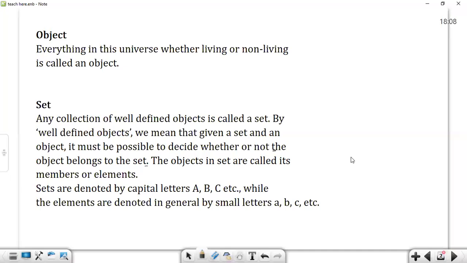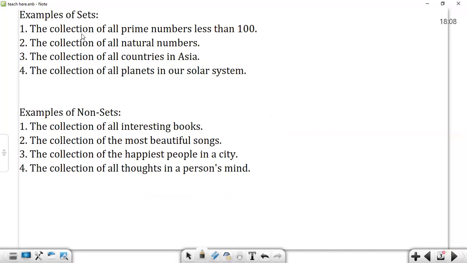So a set can be a collection of all prime numbers less than 100, because there are certain objects and these are very well defined. This set is very particular in nature. There's no doubt whether any object will belong to it or not. It is very certain to us.